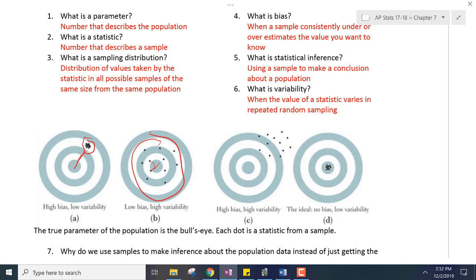And of course, the ideal is this last one where there's no bias. So the target was hit. Low variability, a whole bunch of them hit. That's what we're looking at here.